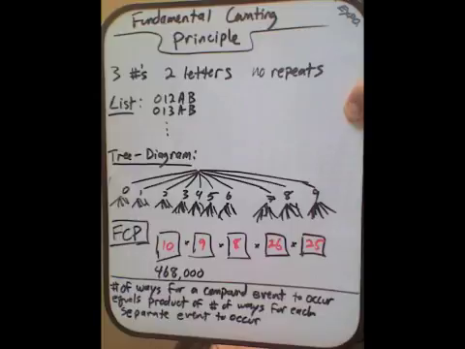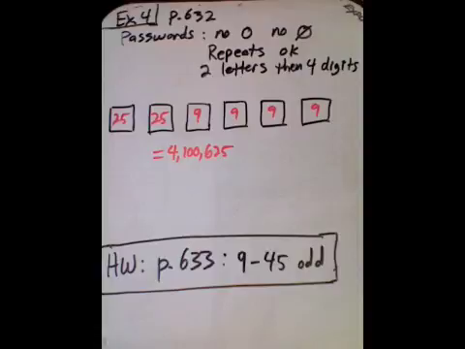All right, let's look at another example of using the fundamental counting principle. What if we have to do as in example 4 on page 632 of your book and figure out how many passwords we could have for some computer system? Whoever's doing this has decided that the letter O and the number 0 are confusing because they look similar, and so they've decided not to use the letter O or the number 0, but that repeats are okay. And finally, they're going to choose 2 letters and 4 digits.